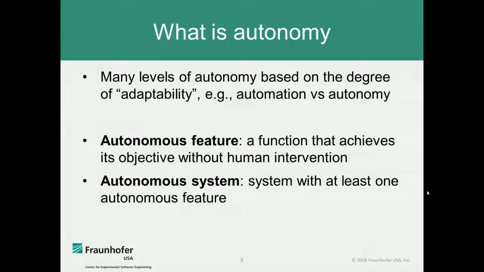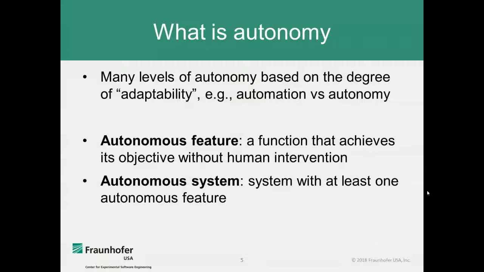So with autonomy, there's all sorts of different definitions for autonomy. It's commonly said levels of autonomy for autonomous cars or for drones or whatever domain you're in. We're not very picky. We're essentially just saying an autonomous feature is just a function that needs to be completed without human intervention. An autonomous system is simply a system that has at least an autonomous feature. But it gets a little trickier than that, I suppose.